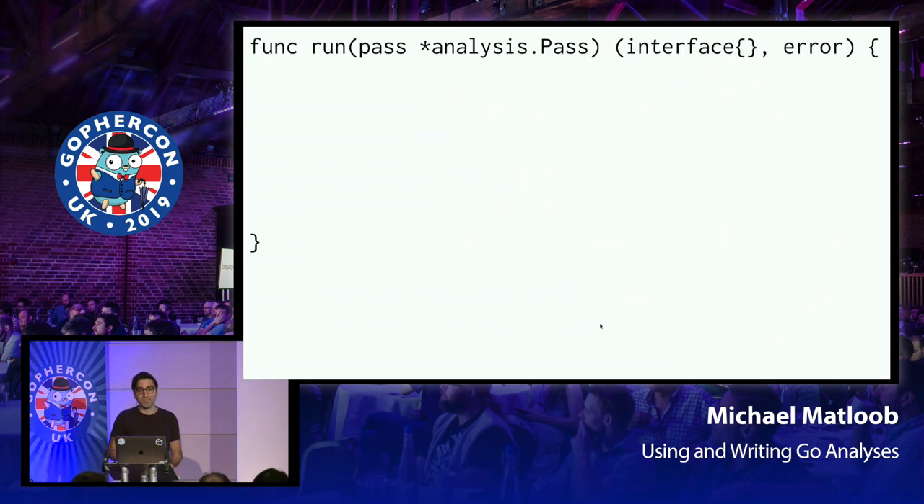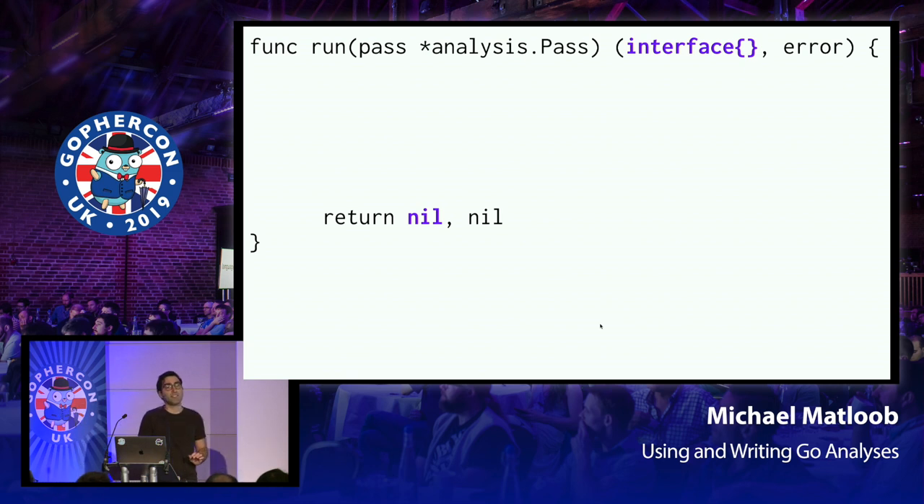So here's our run function. Run takes as input this analysis.Pass. So this is our best friend when writing an analysis. It essentially contains the input, which is the syntax and types and other things the analysis framework gives us, and also provides the way that we report diagnostics. We can also return a result that can be used by other analyses. This analysis is just going to report diagnostics to users, so we're just going to return nothing here.